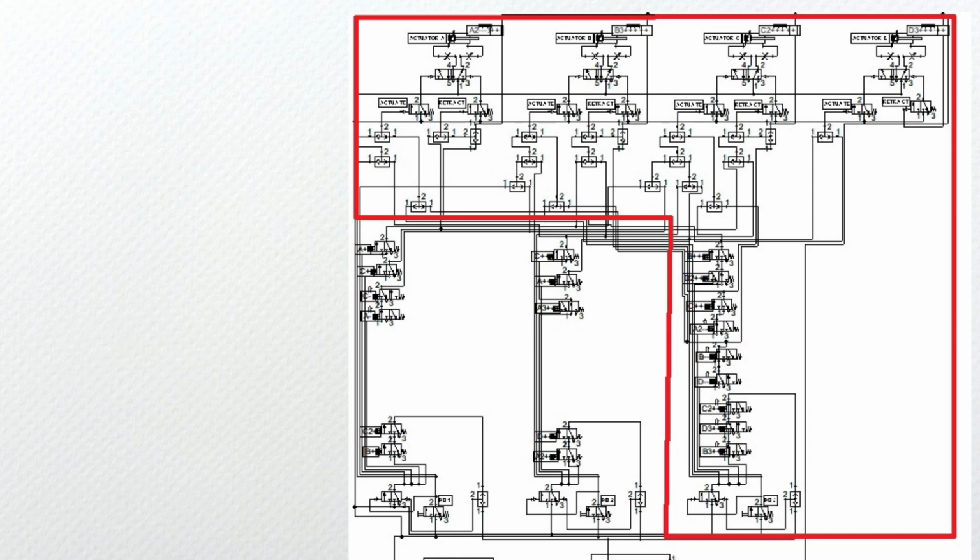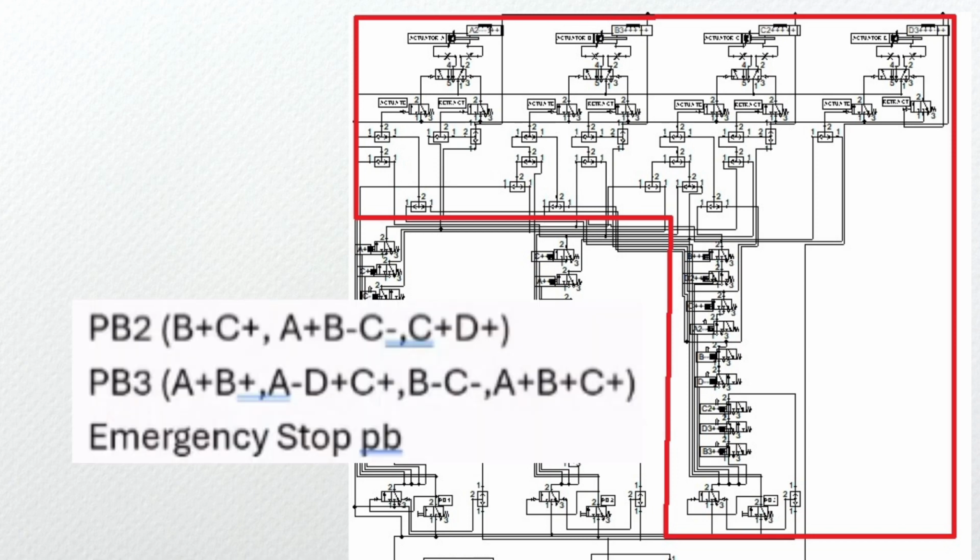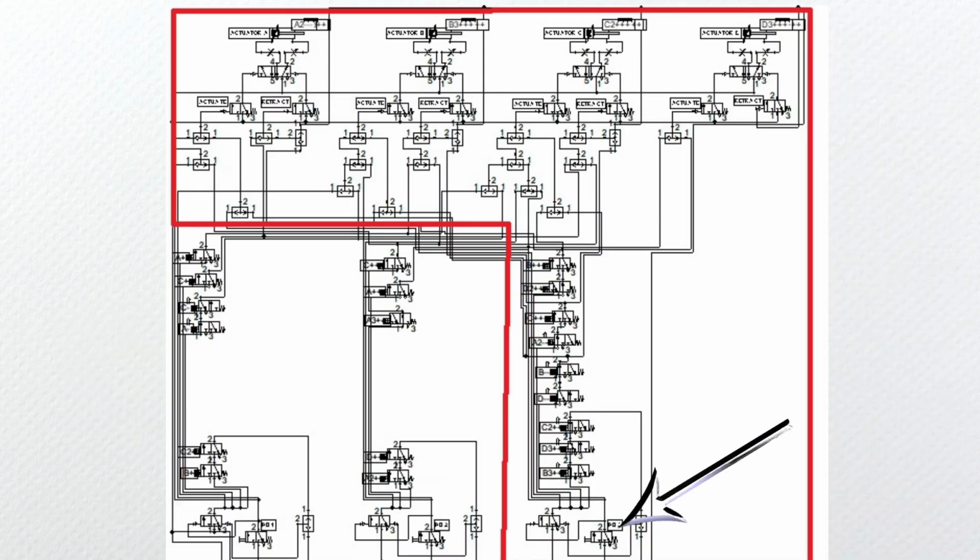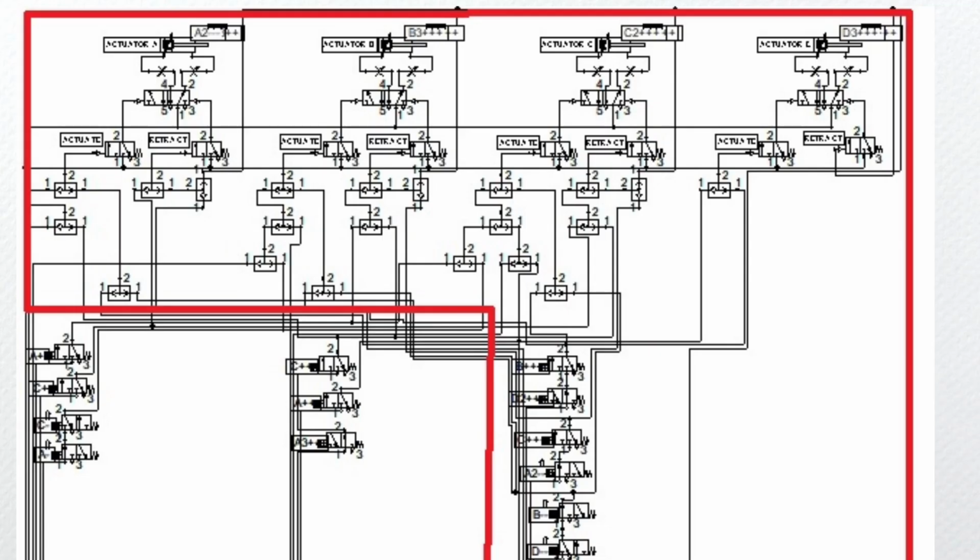For push button 3, the sequence is A plus B plus, then A minus D plus C plus, then B minus C minus, then A plus B plus C plus. So A and B actuating is controlled by push button 3. Then A minus D plus C plus will be controlled by a valve labeled B++, which will trigger when actuator B actuates and will cut off when the actuator deactivates to prevent repetition.